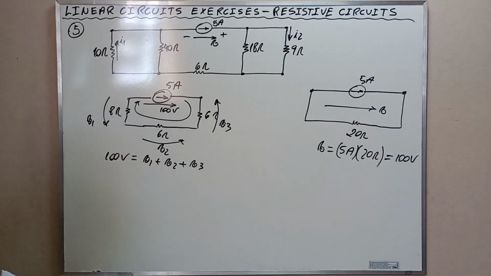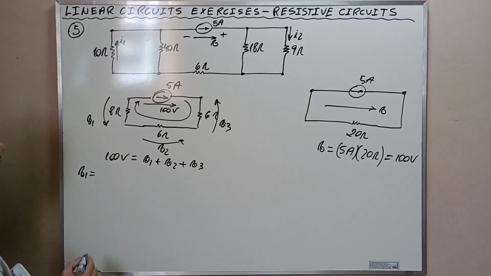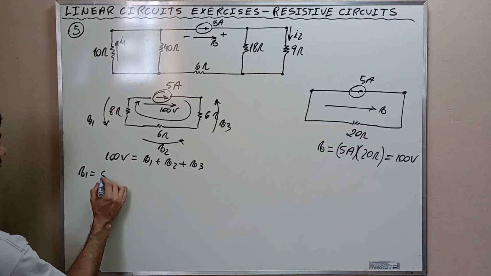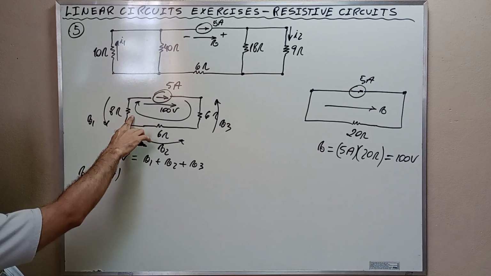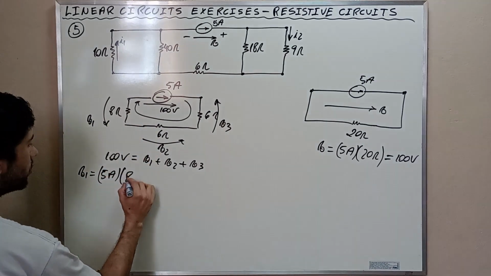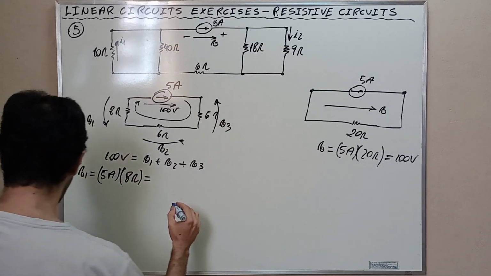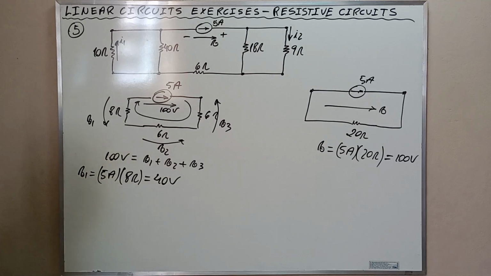And how do we calculate this? We are going to calculate V1 first. V1 is going to be equal to 5 amps. Okay, the current that flows here is 5 amps times the value of the resistance, which is 8 ohms, and this is equal to 40 volts. Okay?